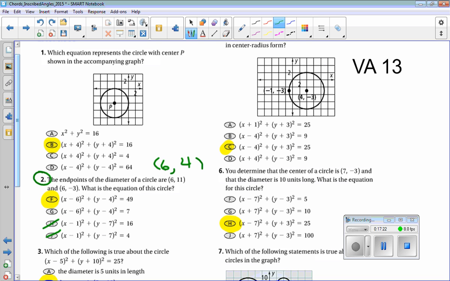Now it's a matter of figuring out what the radius is. The radius is going to be the distance from the center to an endpoint. Well, since it's a horizontal line, I can just count from 11 to 4, right? And that's 7. 7 squared is 49. So that's why the answer is F. Again, a graph might help you there if you need to. But that one didn't require a distance formula like the one we did in class. That one you could have counted.